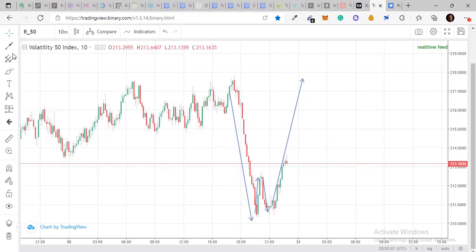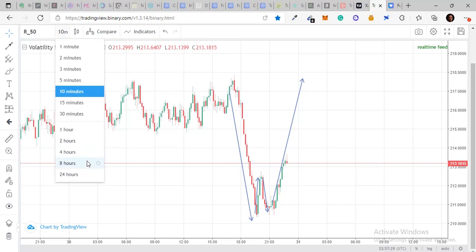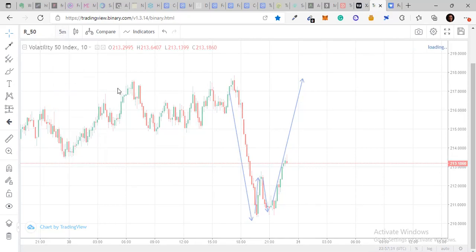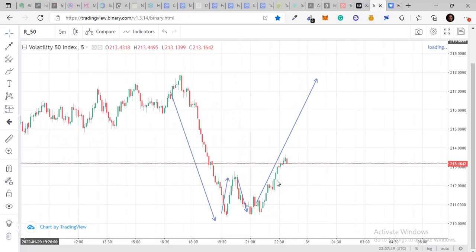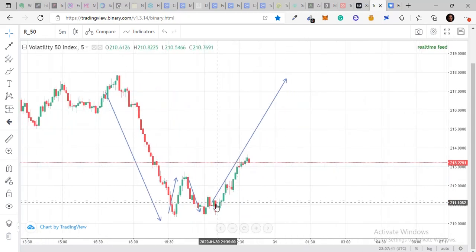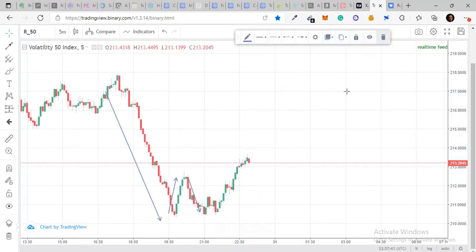So now we'll go over to the lower time frame, which is the 5-minute time frame for this scalping strategy. Now we have identified the assignment: look for buy opportunities. Look for opportunities to go long.